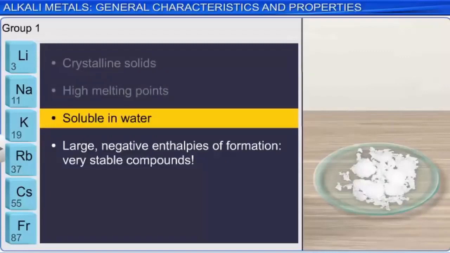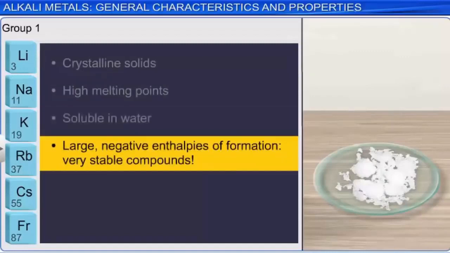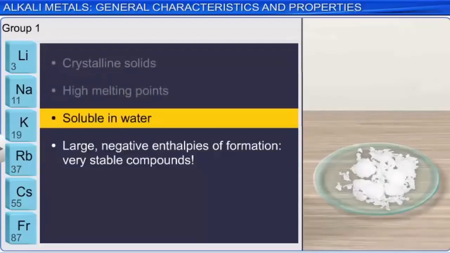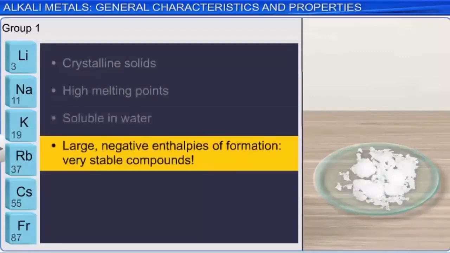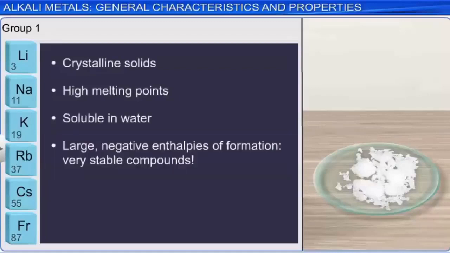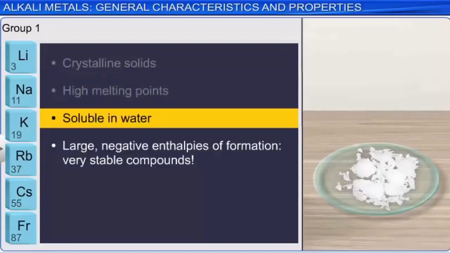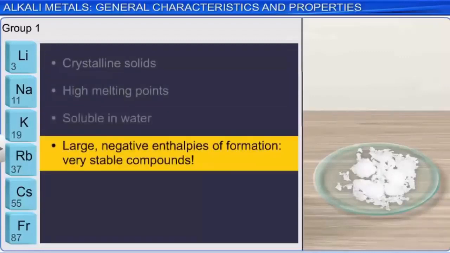One more thing I want to stress here is that lithium iodide shows covalent character. The lithium ion is the smallest cation, so the polarizing power on the iodide is high. Because of these two characteristics, lithium iodide is covalent in nature. These alkali metal halides are crystalline solids. They have high melting points and they are soluble in water. They have large negative enthalpies of formation and they are very stable compounds.